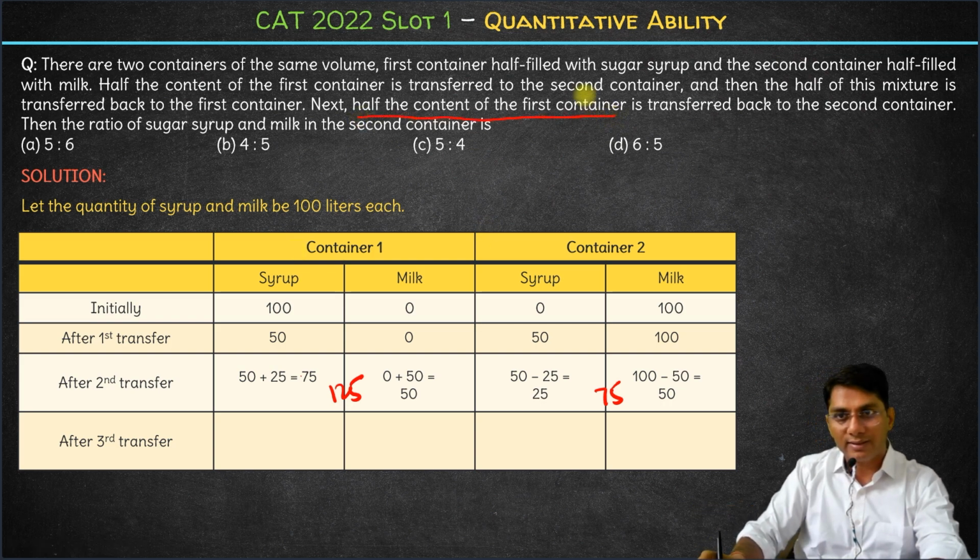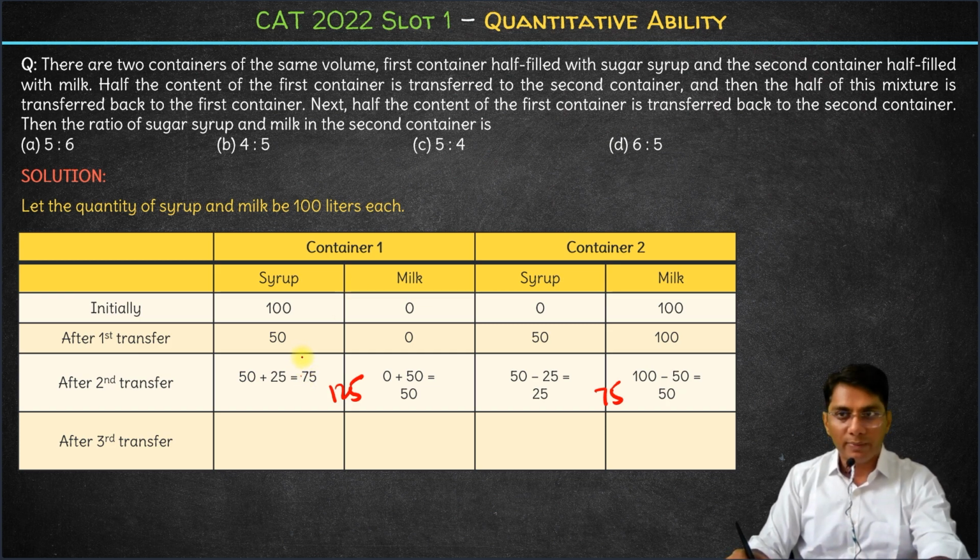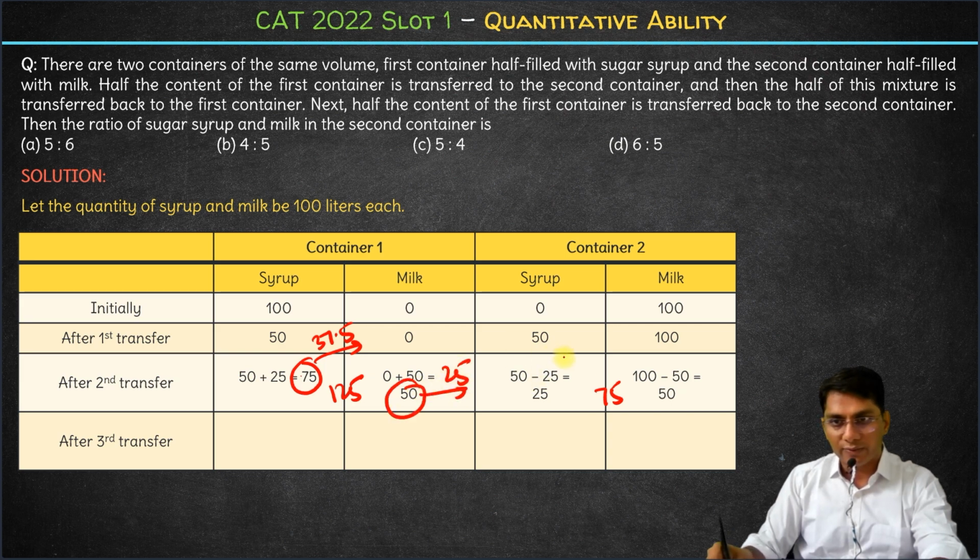Now the third transfer is half of container 1 being transferred to container 2. This is the last and third transfer. So if half of the total is being transferred, half of each component will be transferred. So half of 75 is 37.5 liters will be transferred here and half of 50 is 25 will be transferred here. So what we need to figure out is the ratio of sugar syrup and milk in the second container. So syrup was 25 here and 37.5 is being added. So the total syrup here becomes 25 plus 37.5 which is 62.5.